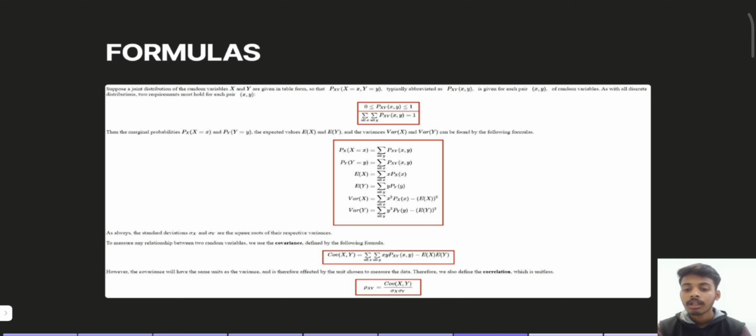To measure any relationship between two random variables, we use the covariance. That is, covariance of xy will be summation of xy p of xy minus expected value of x into expected value of y. However, the covariance has the same units as variance, and is therefore affected by the unit chosen to measure the data. Therefore, we also define correlation, which is unitless, that is rho of xy. The correlation will be covariance of xy divided by sigma x and sigma y, that is the standard deviation, which we calculated earlier.